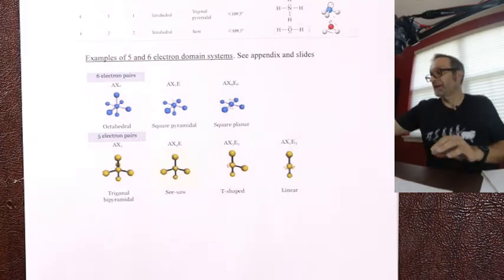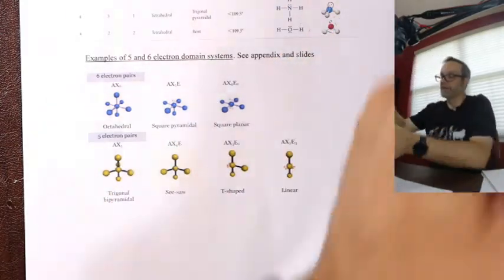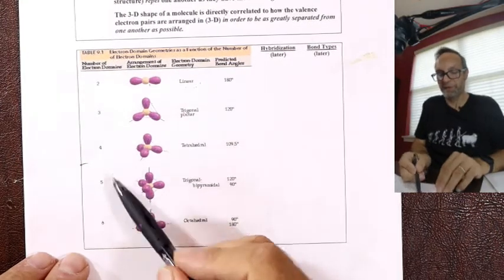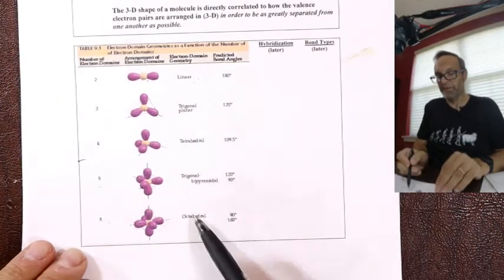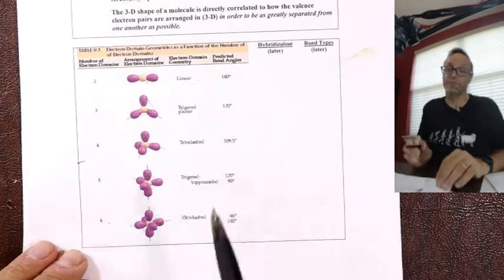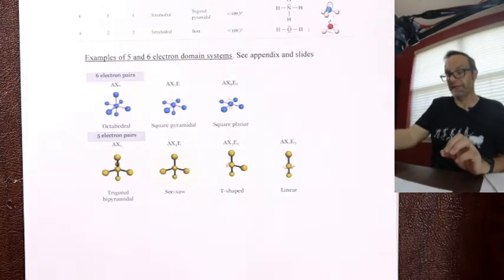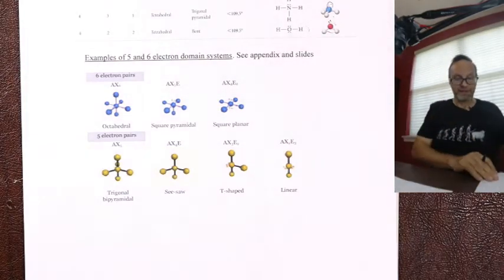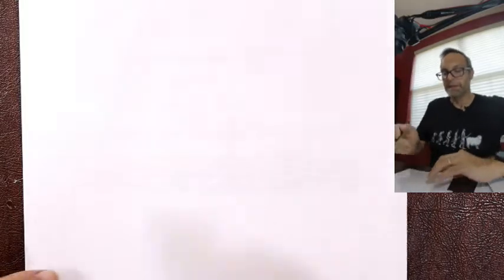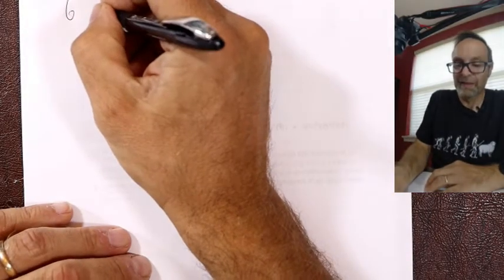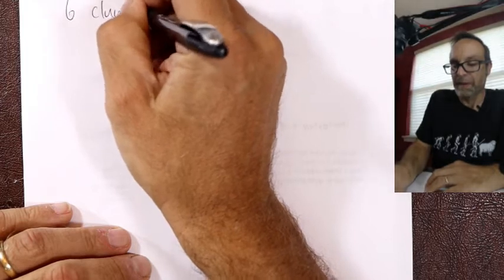Now, when we get to those more complex shapes, back to the front. We're up to here. We've done four clumps. So there's five and six. Five is called trigonal bipyramid, six is called octahedral. All right, let's just see that with a picture. Now, six clumps.